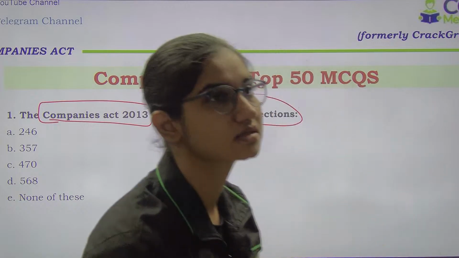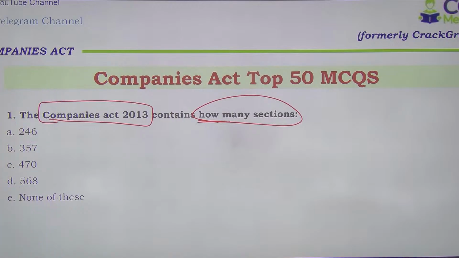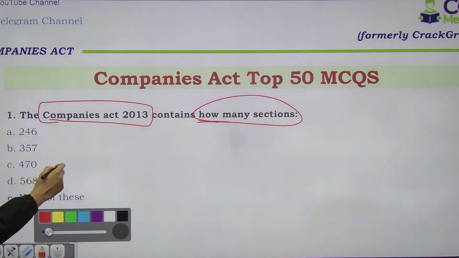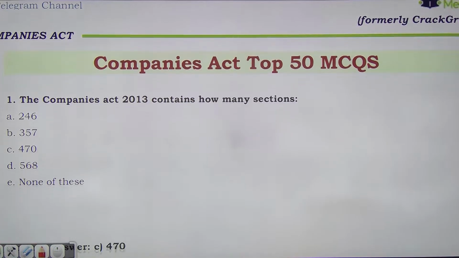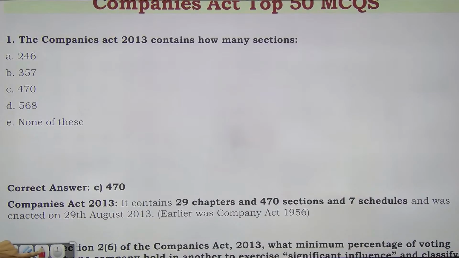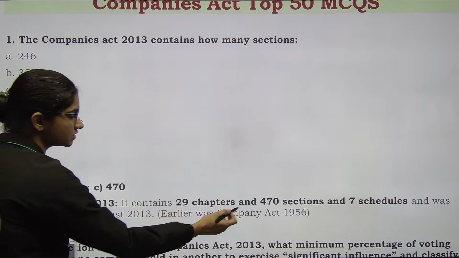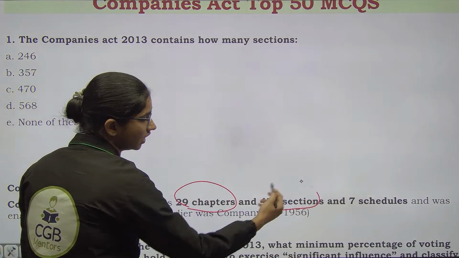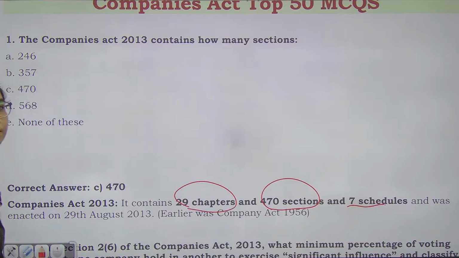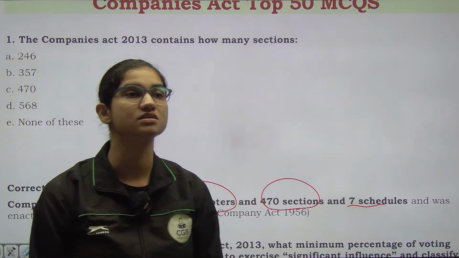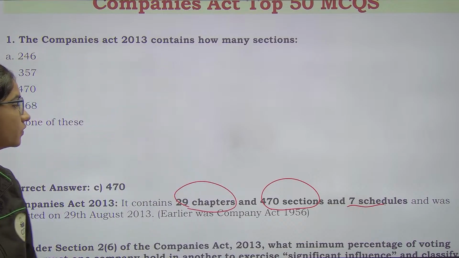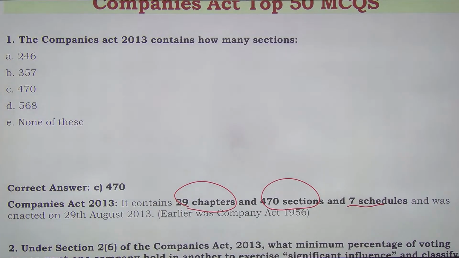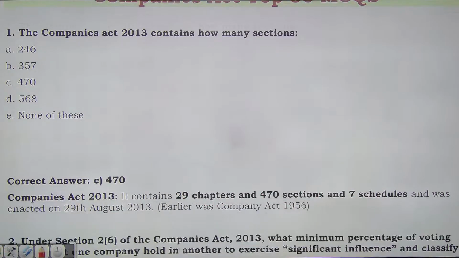Okay, so the correct answer is C. There are total 470 sections in the Companies Act. Let us read the explanation also. So there are 29 chapters, and there are 470 sections, and there are how many schedules? 7 schedules. So please remember this static part, because although it seems to be a very easy thing, IBPS asks questions from these kinds of things. Now we are moving forward to the next question.